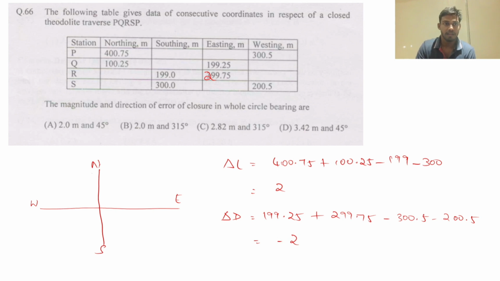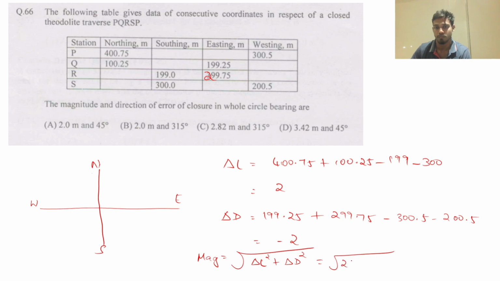First of all, let's calculate the magnitude. The magnitude of error is equal to square root of del L square plus del D square. So that means 2 square plus minus 2 whole square, which is root of 8. Root of 8 is equal to 2.82 meter. So option C is the correct answer.